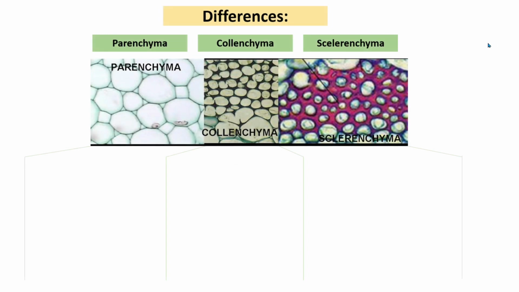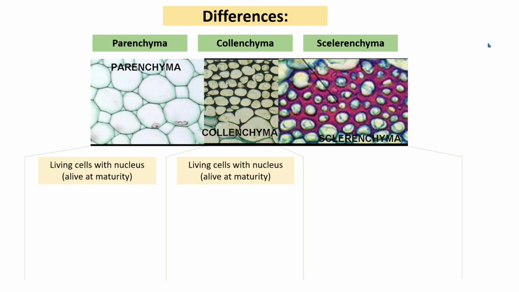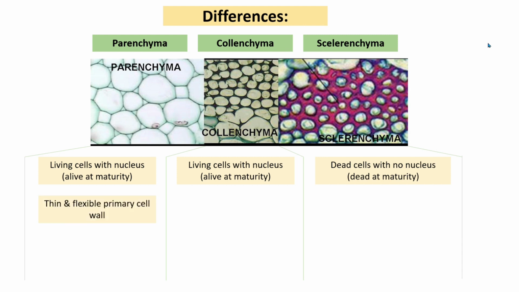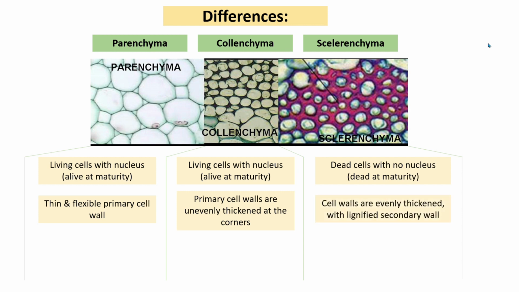The main differences between the parenchyma, collenchyma, and sclerenchyma are based on the condition of the tissue when reaching maturity. Parenchyma is alive at maturity, collenchyma is also alive at maturity but sclerenchyma is dead at maturity. Second is based on the cell wall. Parenchyma has a thin and flexible primary cell wall. Collenchyma has primary cell walls that are unevenly thickened at the corners. Meanwhile, sclerenchyma has primary and lignified secondary walls.